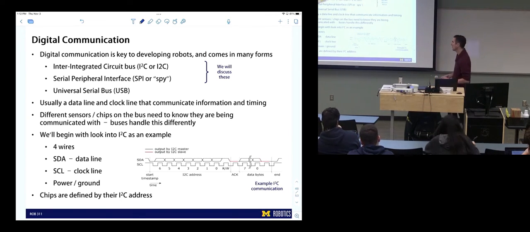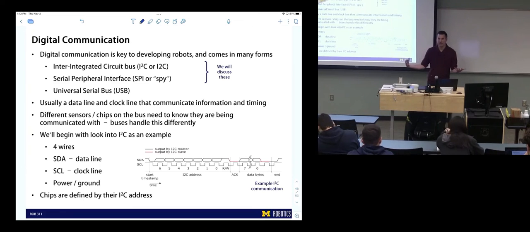Some communication protocols don't use a clock line. They just agree upon the speed of traffic, and then they don't have to send a clock line. Anybody know a type of communication that uses that? With no clock? SPI has a clock.